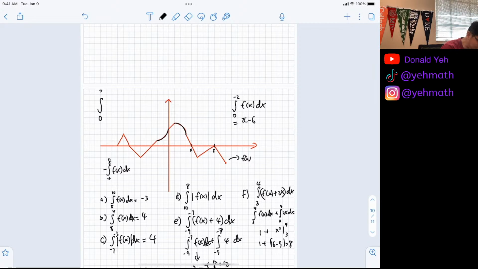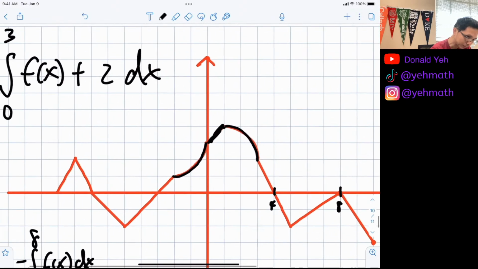What is the integral from 0 to 3 of f of x plus 2 dx? Can we just do what you did last time? Wait, is that a straight line? It's a straight line. Yeah. Can we still do this here?